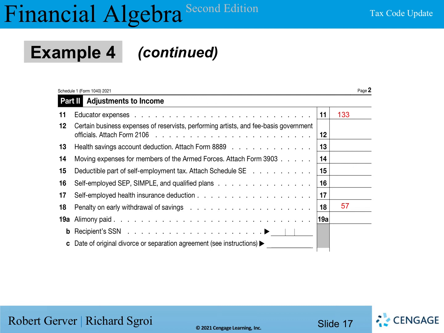So as you can see here on Part 2, adjustments to income, he has educator expenses, which are shown here as line 11. That's where he put his $133. And he also had the penalty on early withdrawal of savings, which goes on line 18 in this case, of $57.